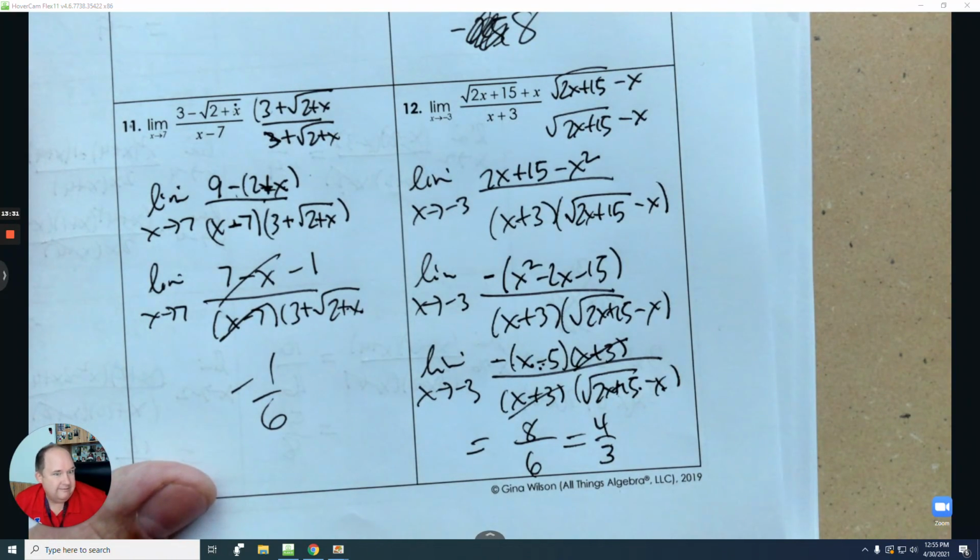Done, right? All right, that was your lesson on evaluating limits that are indeterminate.